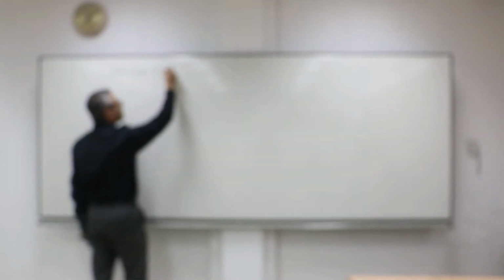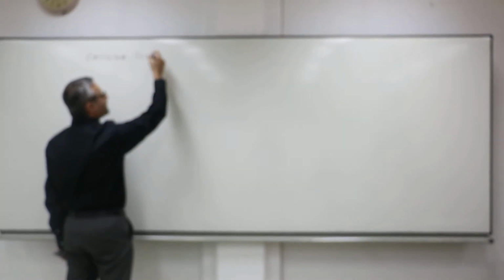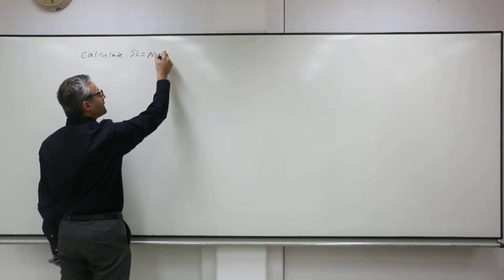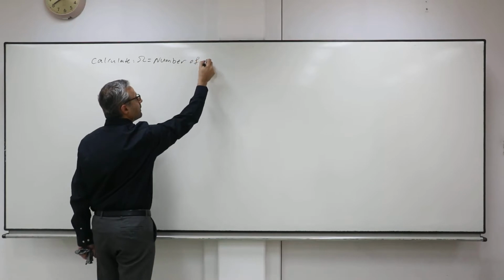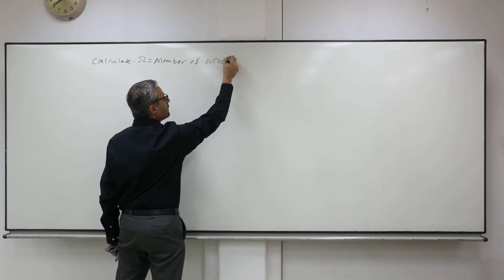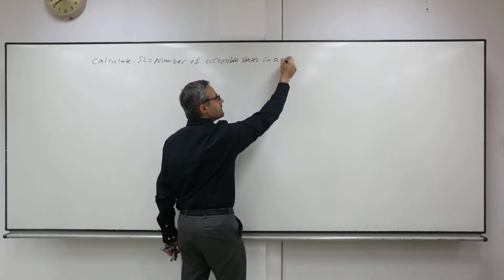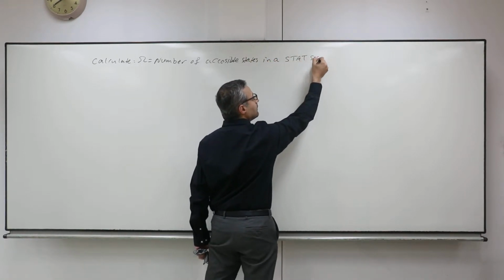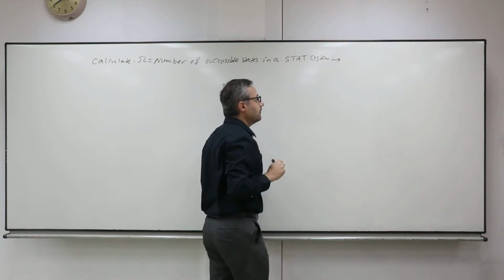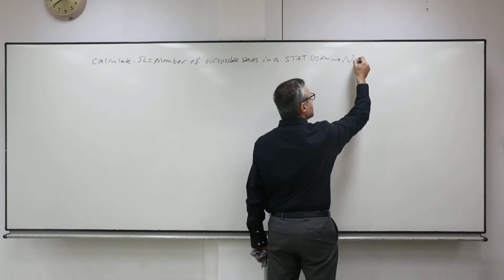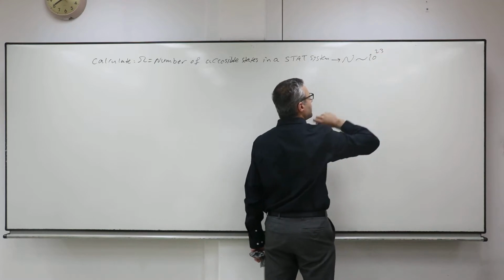So today we are going to calculate omega, the density of states or number of accessible states in a statistical system. By statistical, I mean a system with a large number of particles, around 10^23.